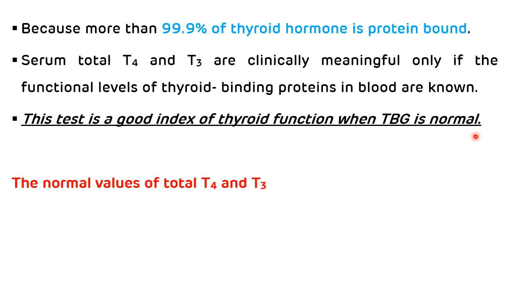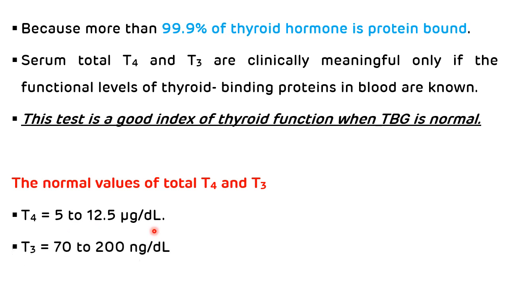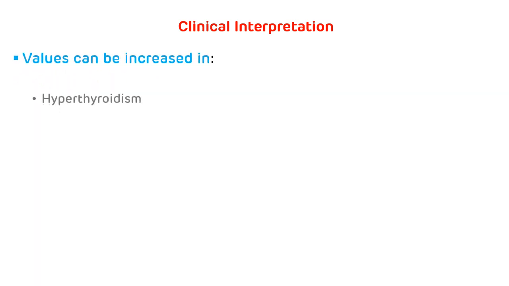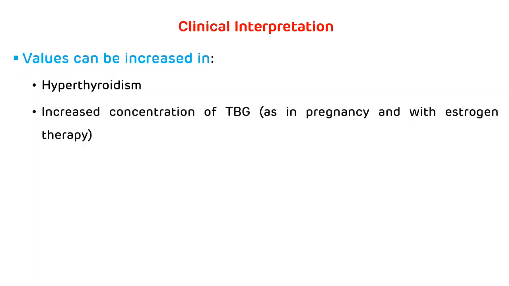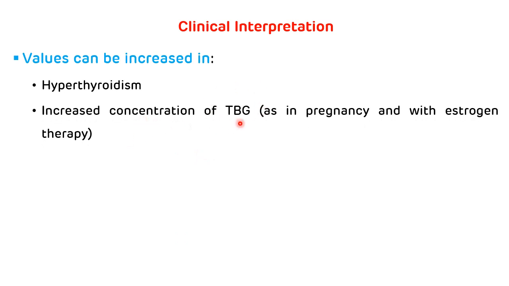And the normal values of total T4 and T3 are: normal value of total T4 is 5 to 12.5 microgram per deciliter, and normal value of T3 is 70 to 200 nanogram per deciliter. Now clinical interpretation of measurement of serum total T3 and T4. So values can be increased in hyperthyroidism or in increased concentration of thyroid binding globulin which occurs in pregnancy as well as with estrogen therapy.